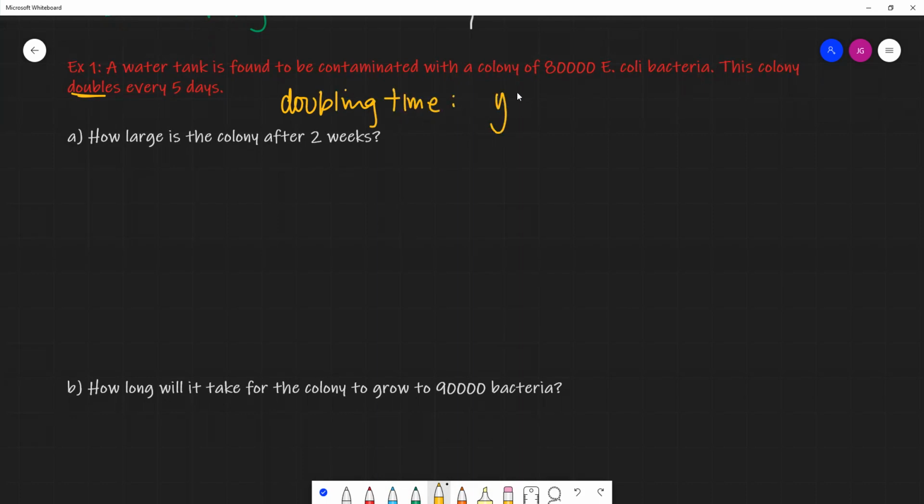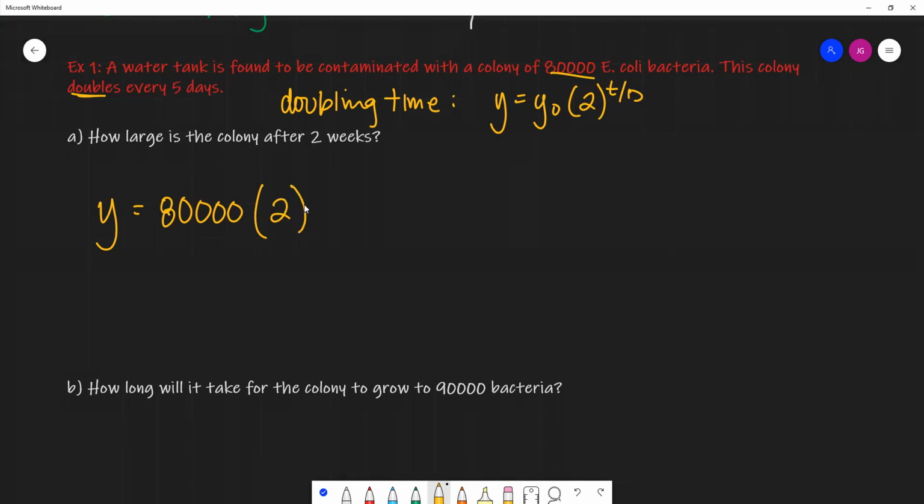So the model I'm using is y is equal to y naught times 2 to the power of t over d, okay? So let's fill in some of the information we know. We know that it starts off with 80,000 bacteria, so that's our initial amount, our y naught, times 2 to the power of t. T is most often going to be the variable that we leave alone, that we're going to be able to plug stuff into. And it doubles every 5 days. That's our d, okay? So here's our equation, 80,000 times 2 to the power of t over 5. Okay, so for the first question, how large is the colony after 2 weeks? Okay, mind your units, right?